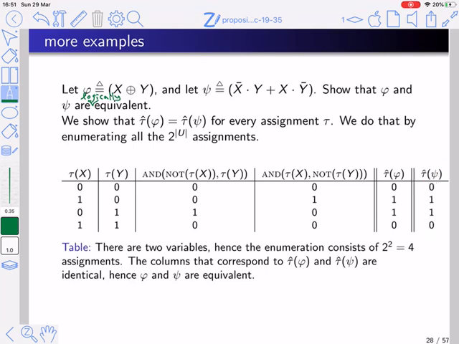On the other hand, let us look at the truth value of phi. Truth value of phi is simply the XOR of these two bits. And you see that these two columns are identical, and therefore for every truth assignment, the truth value tau hat of phi equals tau hat of psi, and therefore these two formulas are logically equivalent.